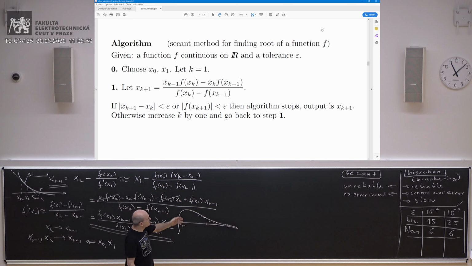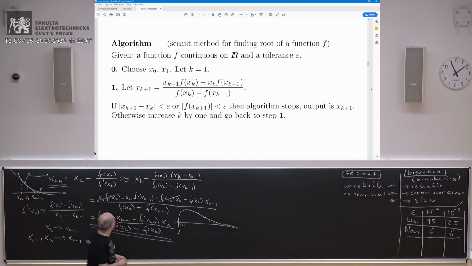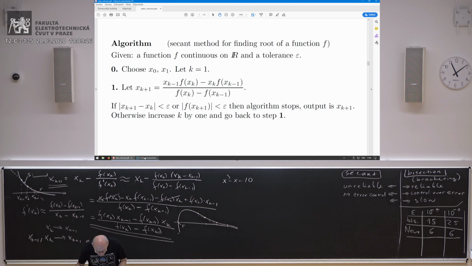We have unreliability, we have no error control. How about the speed? Well, let's make some experiments. Let's go back to the very first problem, this cubic polynomial. Let me remind you, x cubed minus x minus 10. For the bisection method, which is a bracketing method, we started with the interval 0, 5. Now, I will start with the same numbers for the secant method, although now it's not bracketing. These are just 2 numbers. Let's have a look at it.